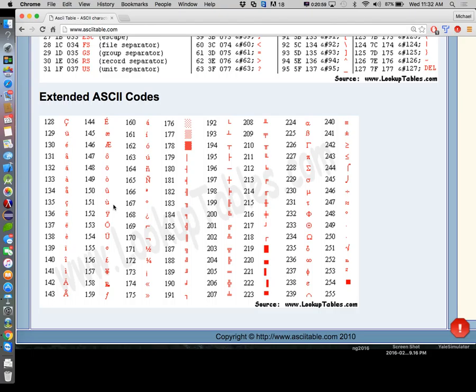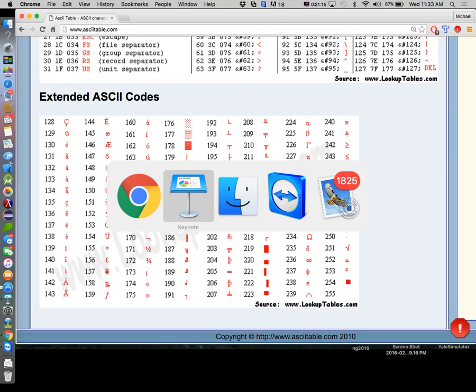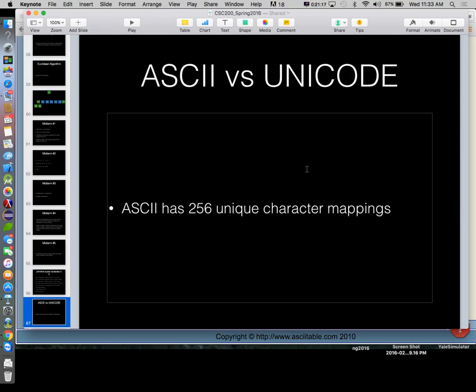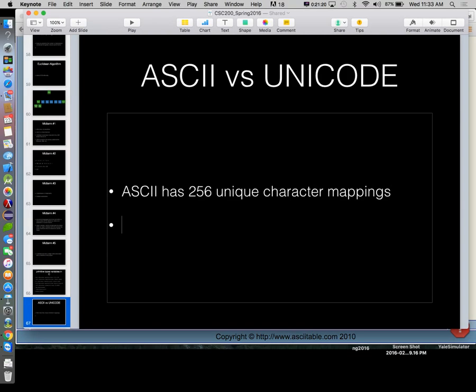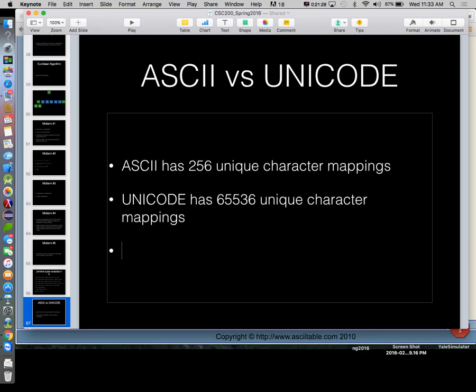Okay, so we have 65,536 unique symbols on the Unicode character set, the first 256 of which are from ASCII. All right. Now, having said that, that's what Unicode versus ASCII is. Unicode has 65,536 unique character mappings. It's a superset of ASCII.